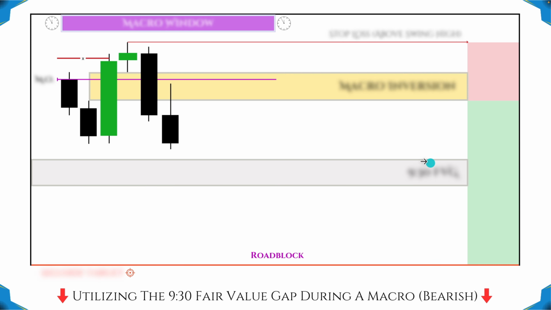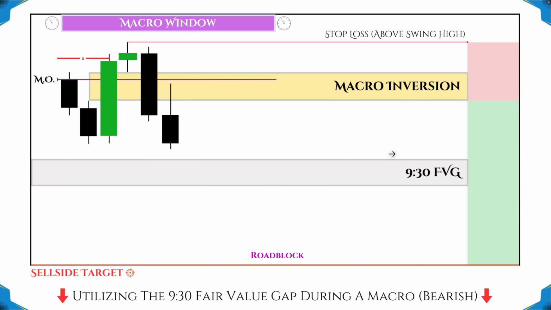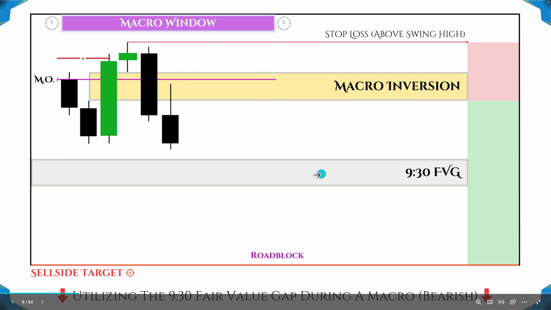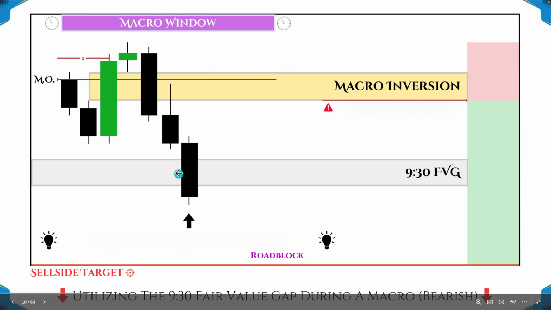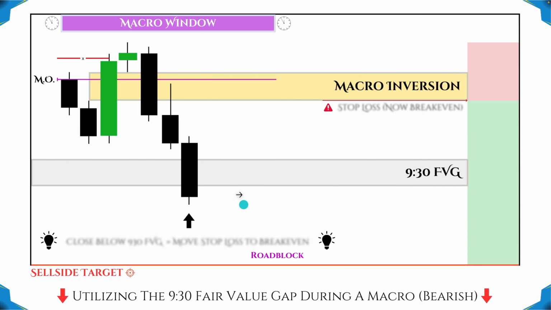Continuing now, let's look at a bearish example when we have a 930 fair value gap as a roadblock. Using the same setup as before, just flipping it, you have your macro power 3 above macro open. We sweep some form of buy side liquidity. We have a macro bearish inversion. And then between our entry point and our sell side target, we see a 930 fair value gap. We need to see a candle close below that as confirmation we're onside. And once that occurs, just like the bullish example, we move our stop loss to break even.